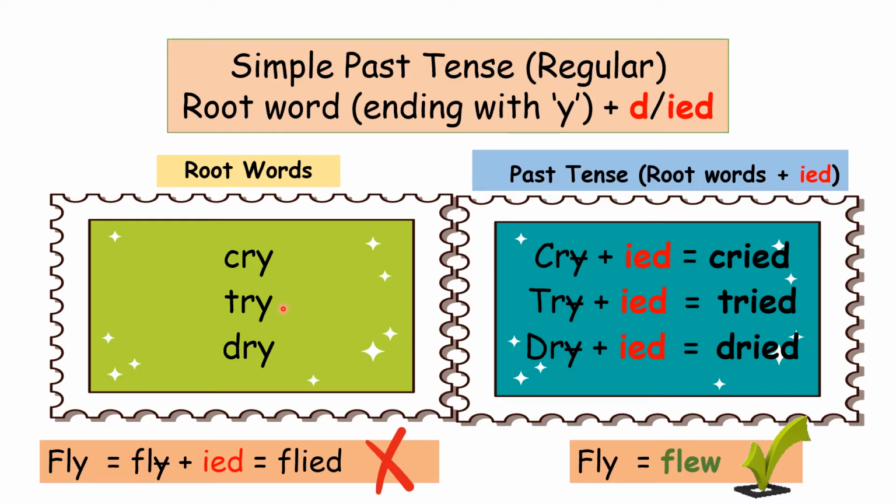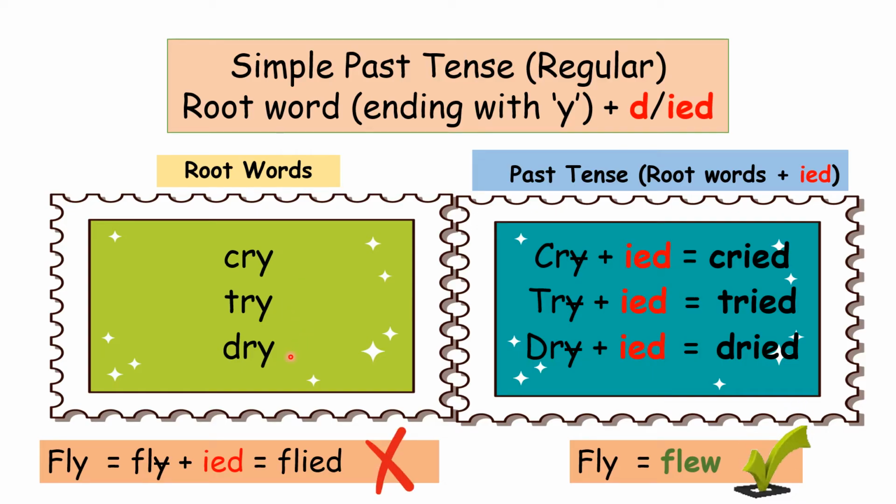Let's look at the next example given here, which is the word try. Try is also a present tense and it ends in the letter Y. To change this into past tense, all you need to do is to take away the letter Y and add the letters IED and you will get the word tried. T-R-I-E-D. Tried. Now, tried is the past tense for try.